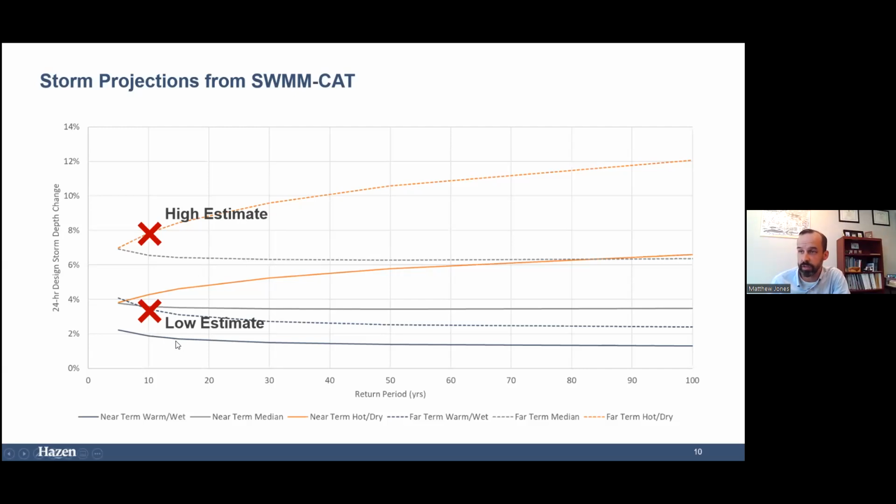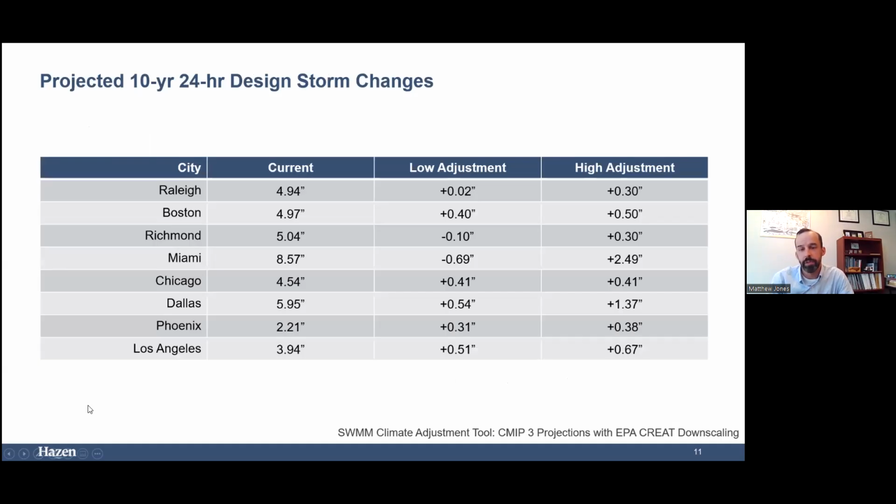There's a range of scenarios here represented by the different lines, as well as different timeframes. For the context of this exercise, we looked at the far term time horizon, which I believe is the 2070 timeframe, and picked from those different scenarios the high estimated change and the low estimated change. When we look across the range of locations throughout the US, you can see what those current 10-year, 24-hour design storm events are, and then what the low adjustment and the high adjustment would be.